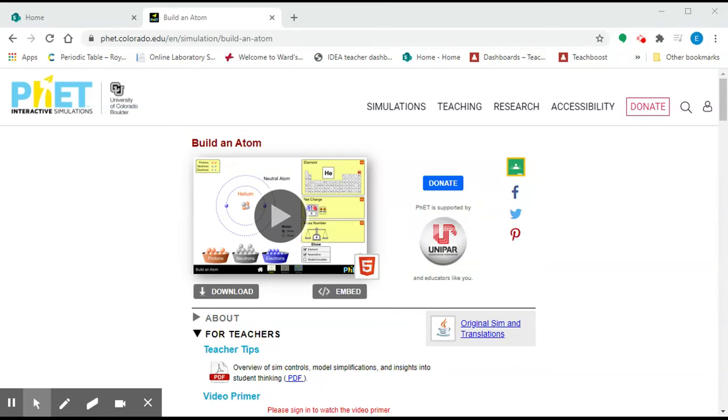Hey 10th graders, so today I wanted to show you how to do your homework assignment that's building the atom, the game, PHET simulation. So here you can see my screen. I am already on the PHET simulation. I just clicked that link for build an atom. I'm going to click play.